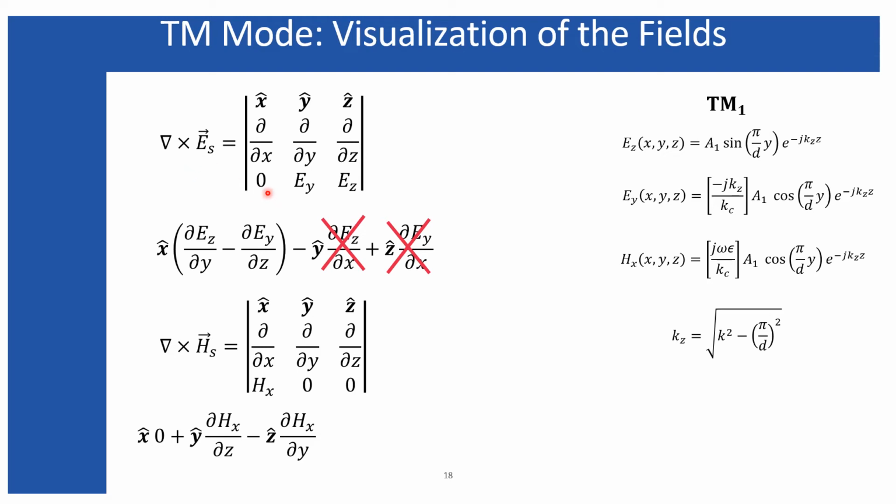Since Ex is 0 and only Ey and Ez exist, the curl of the electric field defines this expression, where the variations with respect to x I have neglected, because the plate is uniform along the x direction, so there will be no variations with respect to x. That expression of the curl of the electric field includes only this factor, and it is directed along x.